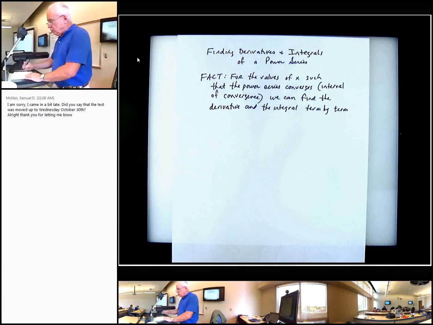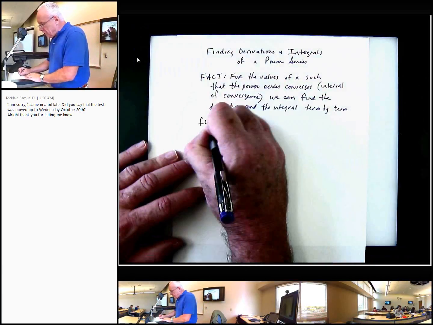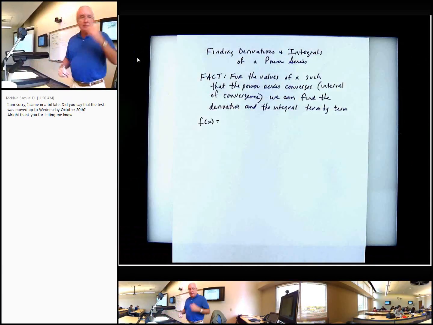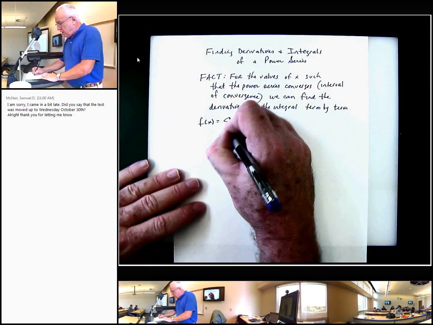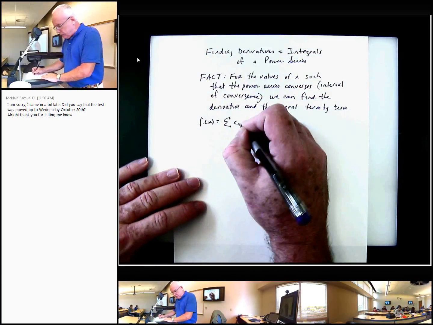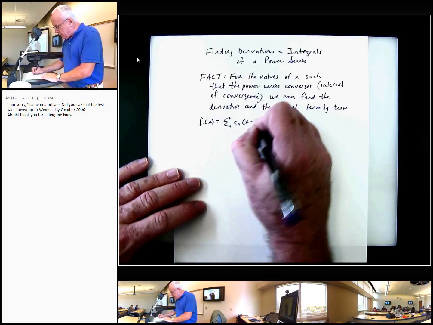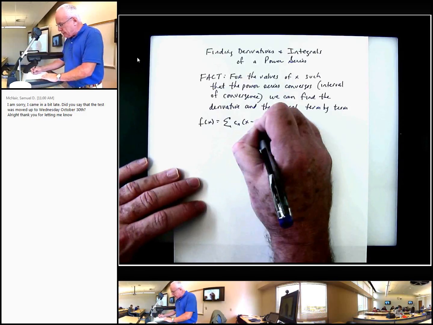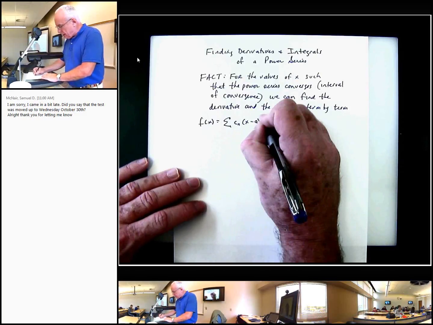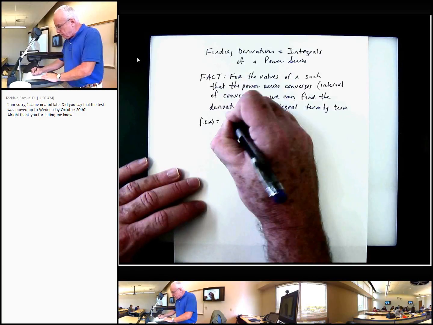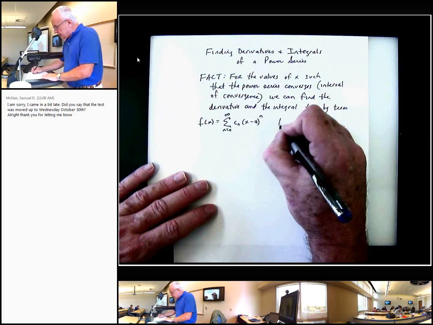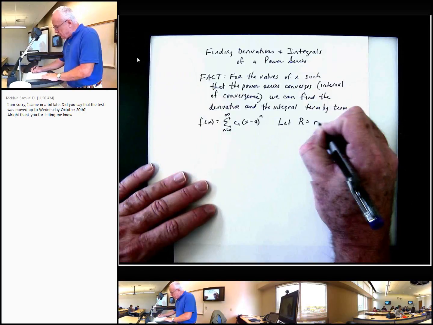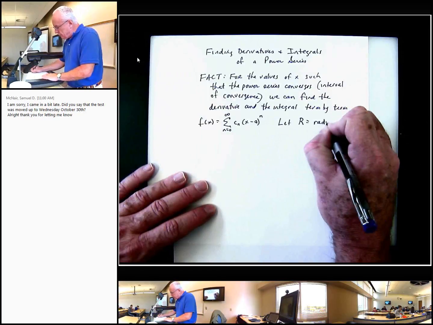Okay. So let's just show this in general here. Let's have a function f of x that is a convergent power series. So we have it as the sum of some coefficients times, let's even have it centered around a, x minus a to the nth power, n equals 0 to infinity. And let's say r is equal to the radius of convergence.